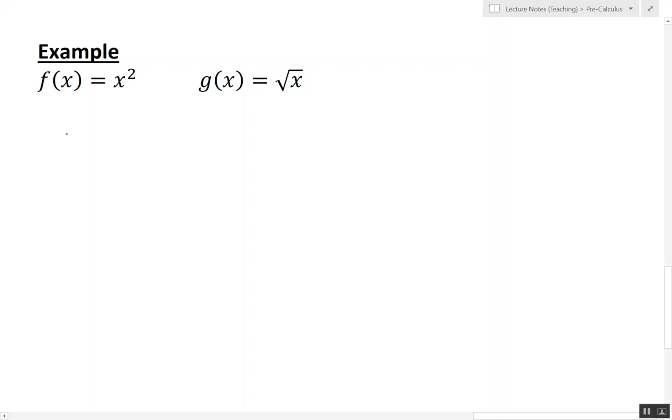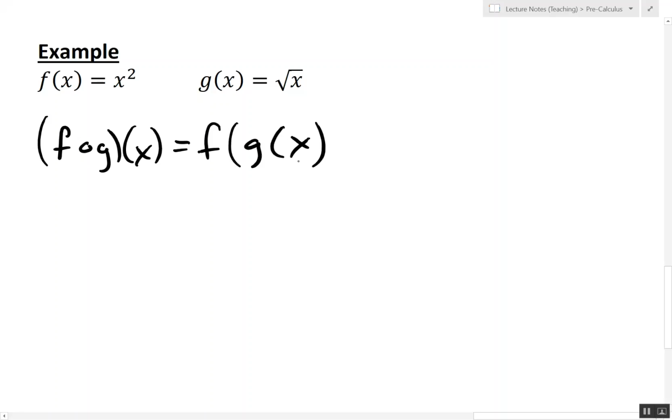So let's look at f circle g of x. So again, we'll write f, g, x, put the x in parentheses, put a parentheses between the f and the g, and put a parentheses on the end.